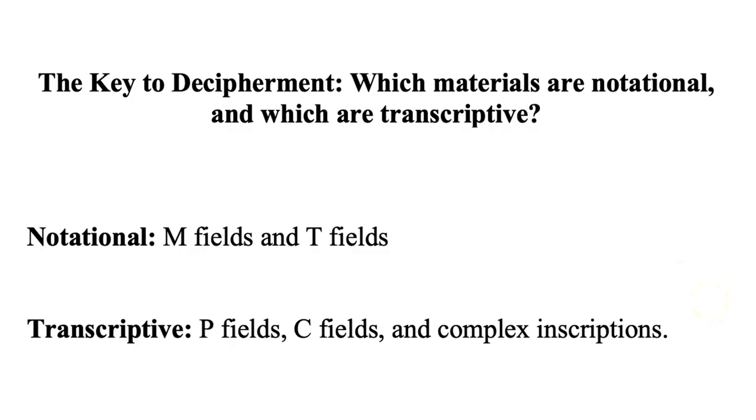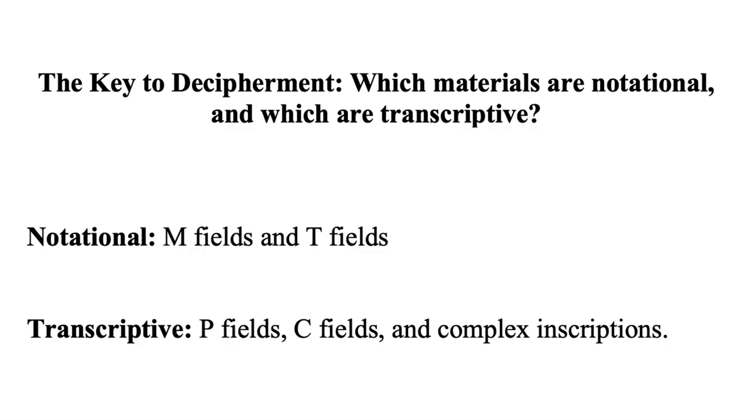So again, with the Indus inscriptions, we have both notational and transcriptive types of writing mixed together, particularly with the so-called patterned inscriptions. We see this a lot. And so with patterned inscriptions, we have notational writing in the M fields and T fields, and we're going to focus on the M fields.